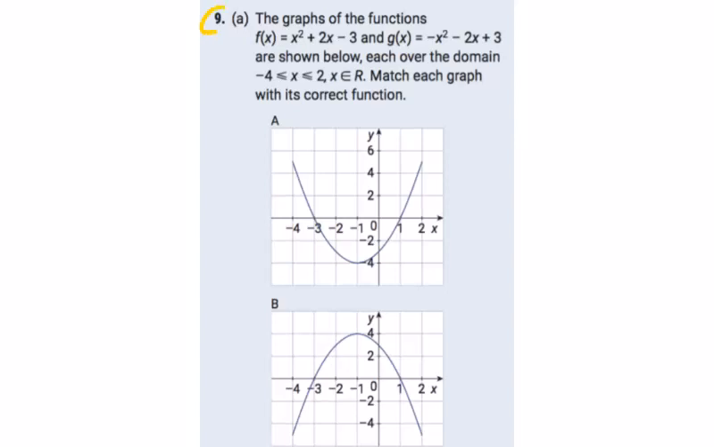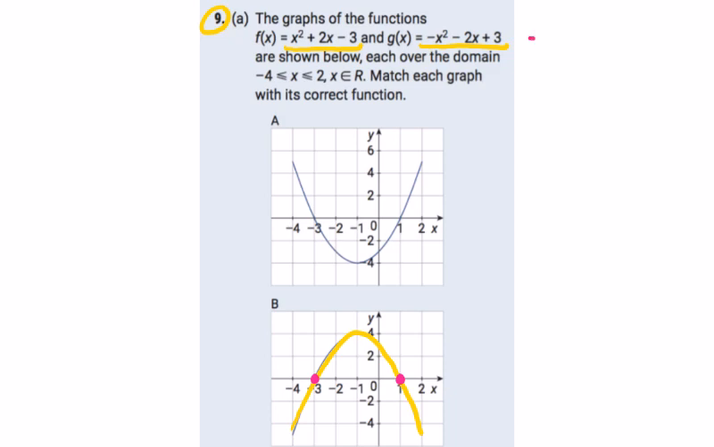Question 9 starts off nice and easy. With your extensive knowledge, we have a minus x squared and we have a positive x squared. So the minus x squared is always this shape. You can see its roots are minus 3 and plus 1.